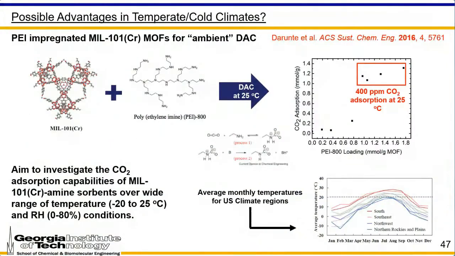Okay, so I'm going to finish with a new direction that we started to work on, and this is the potential for advantages in temperate or cold climates. And if we look at the literature of where everybody has studied direct air capture, it's mostly around 20 to 30 degrees C, which represents a very narrow range of climates in the US.